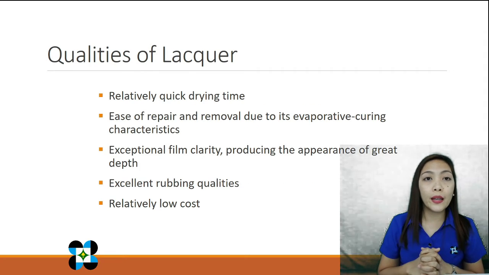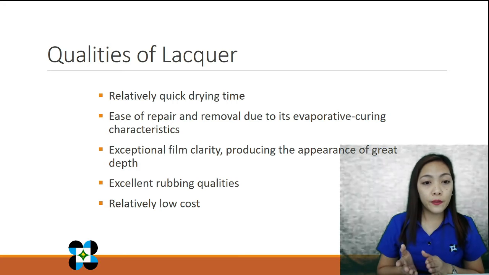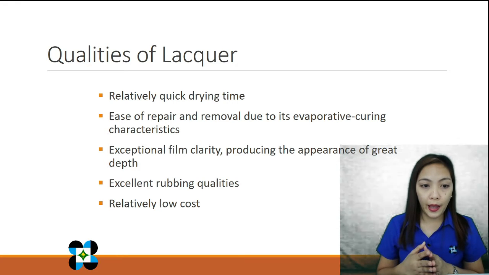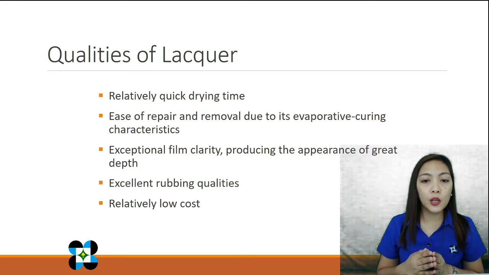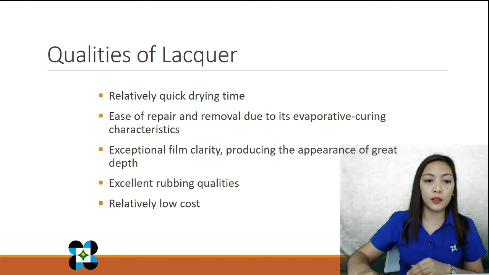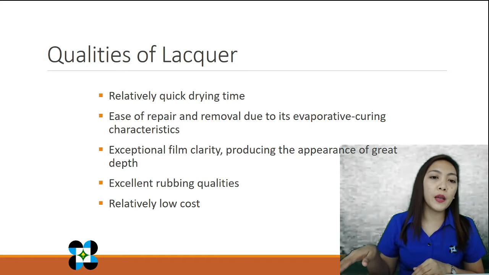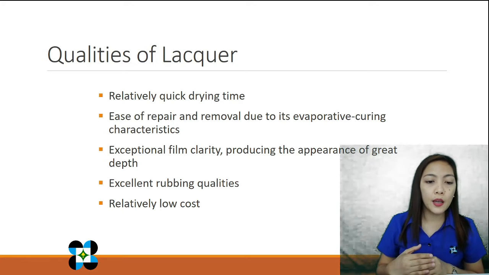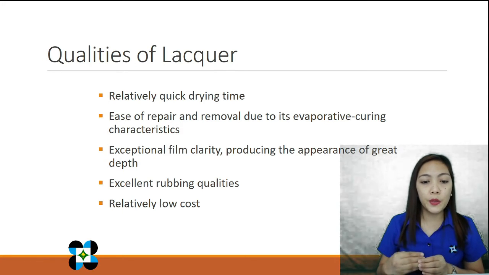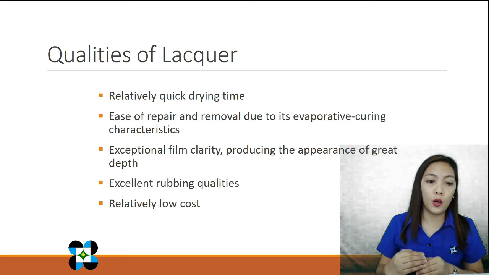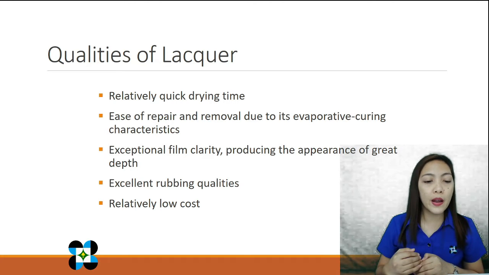So these are the qualities of lacquer. Relatively quick drying time, ease of repair and removal due to its evaporative curing characteristics. It has exceptional film clarity, excellent rubbing qualities. So once siya ay na-apply mo na, once ma-dry, pwede pa siyang i-rub if you want to increase the level of gloss. And it is relatively low cost compared to other finishes.